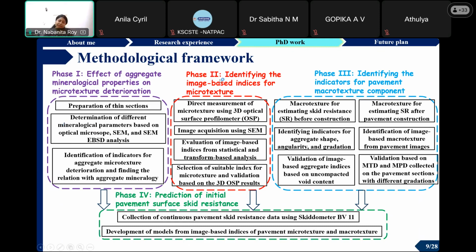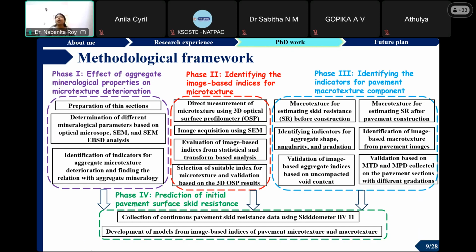Phase 2 is about the identification of image-based indices: how, using image analysis, we can check the microtexture value of a particular aggregate, because aggregate microtexture is what depicts the pavement microtexture. Phase 3 is the identification of indicators for the pavement macrotexture component.